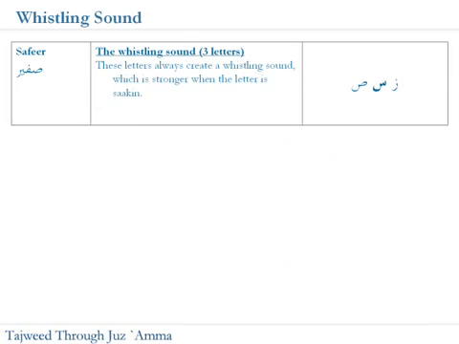Now we come to the characteristics which have no opposites. We've got one here called the whistling sound, or safir, and it says here these letters always create a whistling sound which is stronger when the letter is sakin. So for instance, the sin, when you say sa, si, su, there's a sort of whistling taking place. Or you say as, or with the za or the zay, you can say as. So it has a slight whistling sound to it.